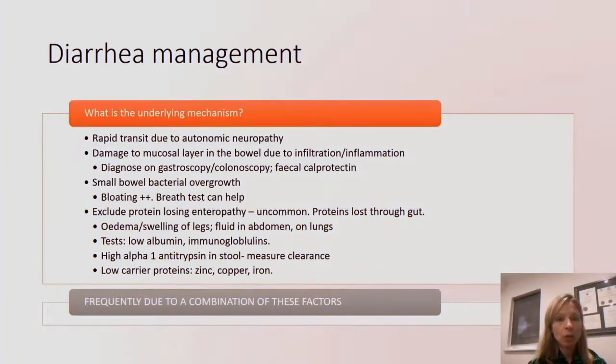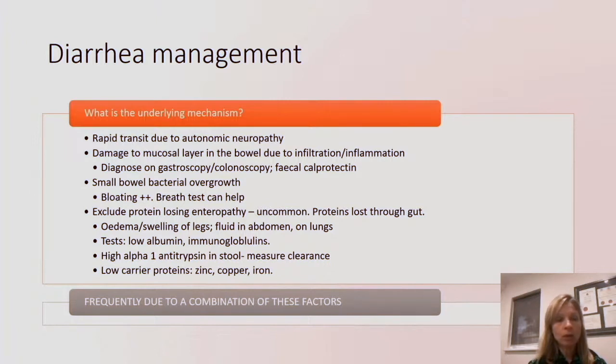So then moving on to the management of diarrhea. Diarrhea is a little bit different in the approach. The first thing that can be useful is to try and determine what the underlying mechanism of the diarrhea is, because that can help tailor the most appropriate treatment.